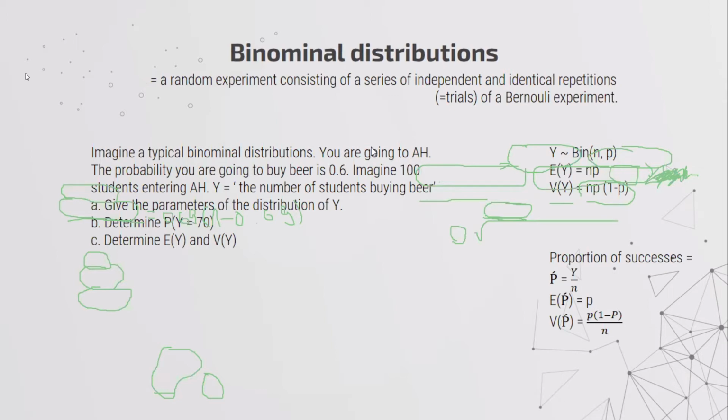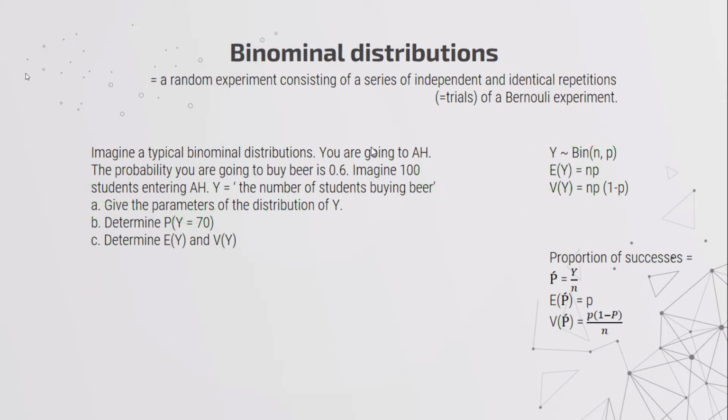So here we can imagine the same scenario. Forget about all definitions, just remember what it looks like to have such a distribution, not just the definition. For example, you're going to Albert Heijn, and you're set that the probability of buying a beer there is 0.6.